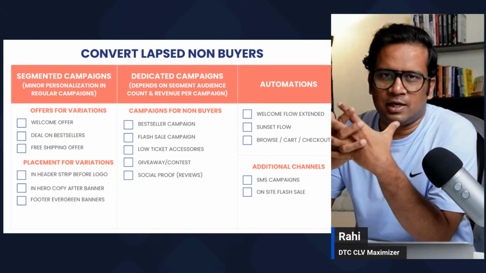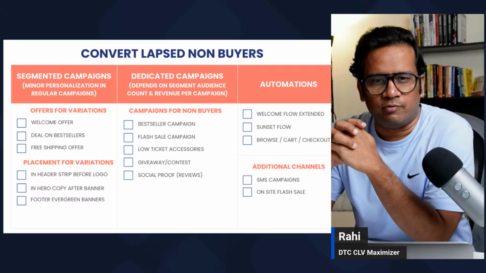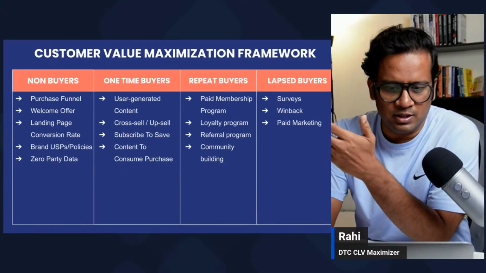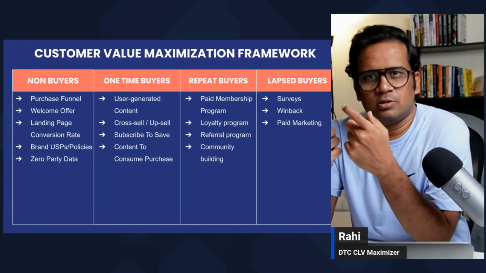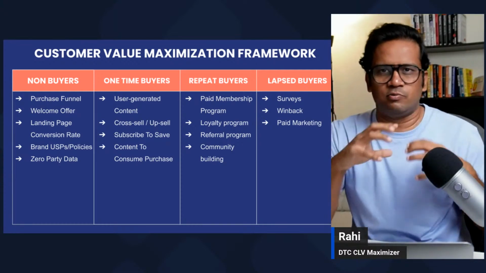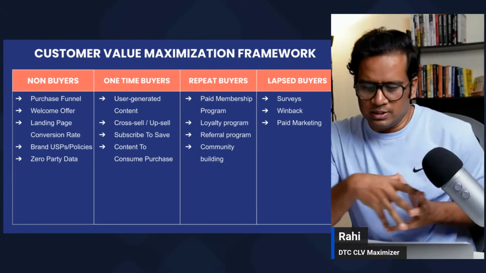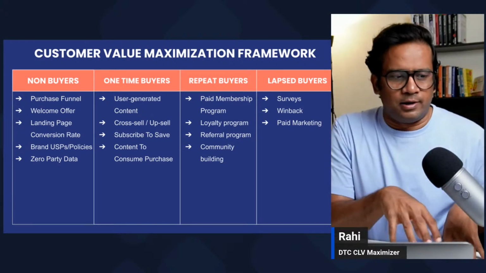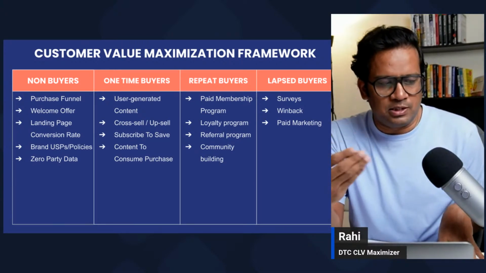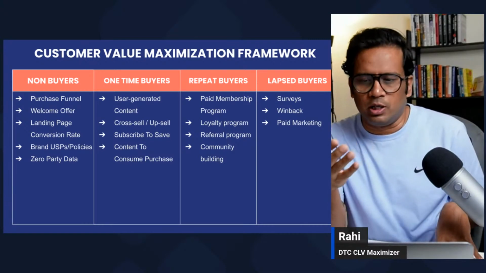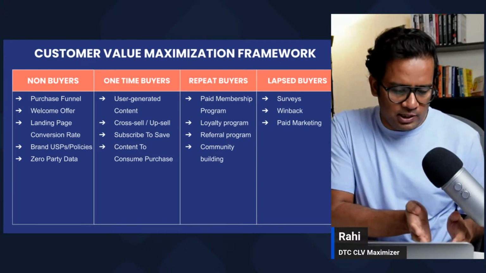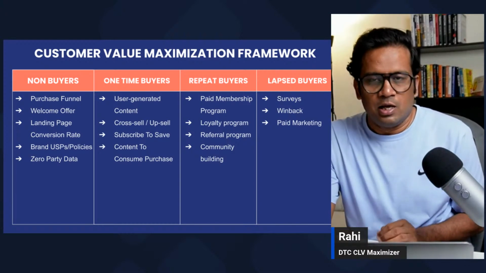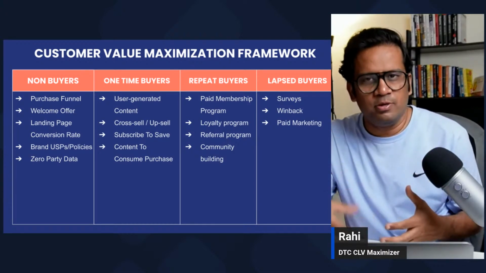Additional can be around SMS, additional can be on flash sales. So this is our framework, and this ties back to your customer value maximization framework. If we do all these automations, this kind of messaging, and the messaging and offers broadly for these audiences, at least we will get the first step of non-buyer to buyer. So the first step, your non-buyer, will be solved.